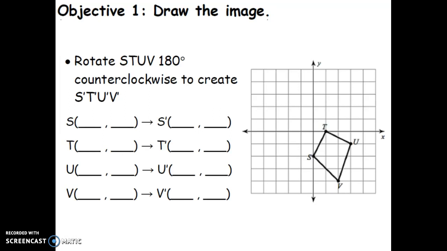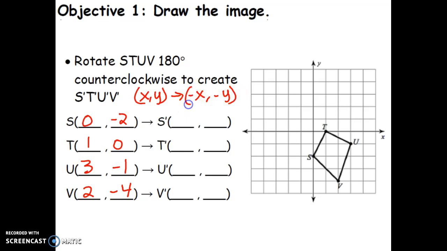All right, now let's do the same thing, except we are now going to rotate 180 degrees. This is the same pre-image as before, so I'm just going to go ahead and rewrite those pre-image ordered pairs. And now we have to remember our function for the 180 degree counterclockwise, and that function is (-x, -y). So what that means is that we are going to change the sign of both x and y.